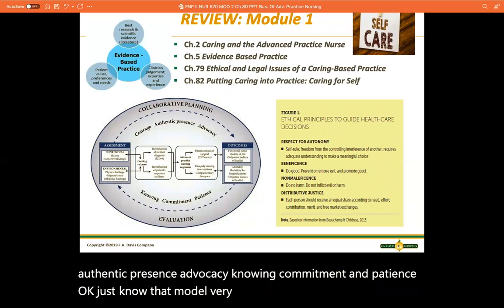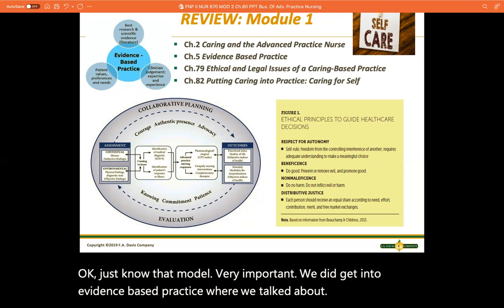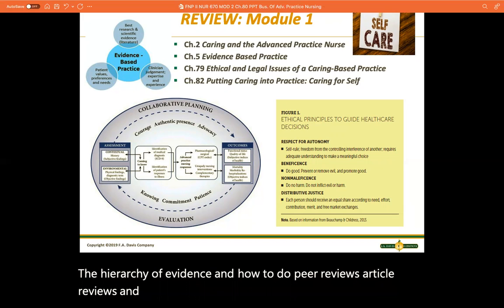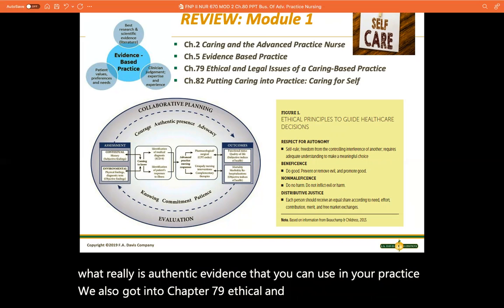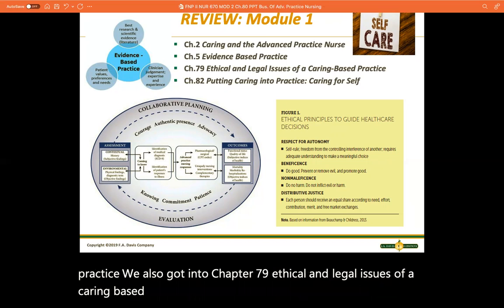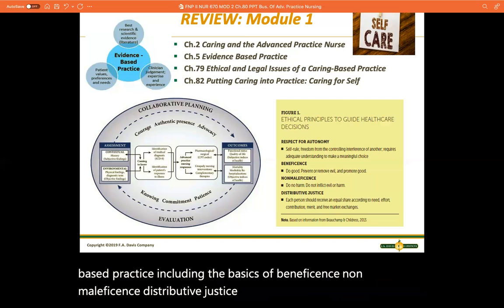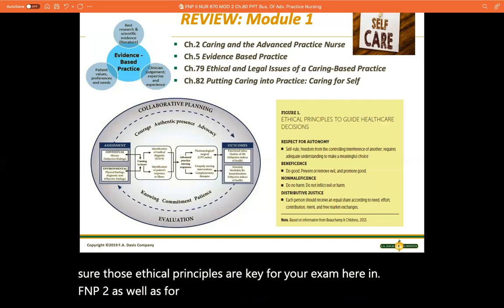We did get into evidence-based practice, where we talked about the hierarchy of evidence and how to do peer reviews, article reviews, and what you're looking for in terms of levels of evidence and what really is authentic evidence that you can use in your practice. We also got into chapter 79, ethical and legal issues of a caring-based practice, including the basics of beneficence, non-maleficence, distributive justice, and respect for autonomy. Making sure you know those ethical principles is key for your exam here in FNP II, as well as for your boards in the future.